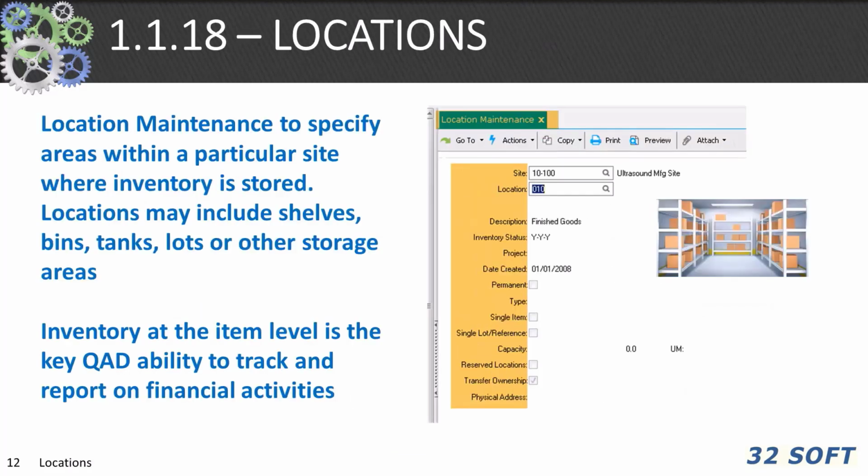Location maintenance specifies areas within a particular site and entity where inventory is stored. Inventory may include shelves, bins, tanks, or other storage areas. Inventory at the item level is key to QAD's ability to track and report on financial activities.